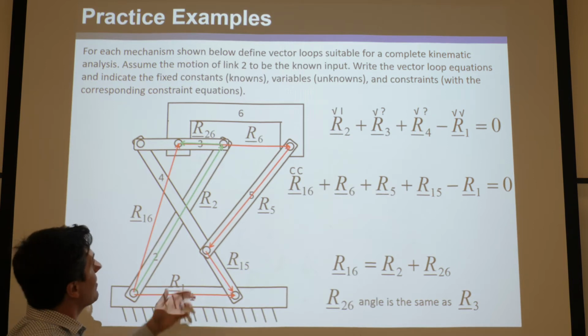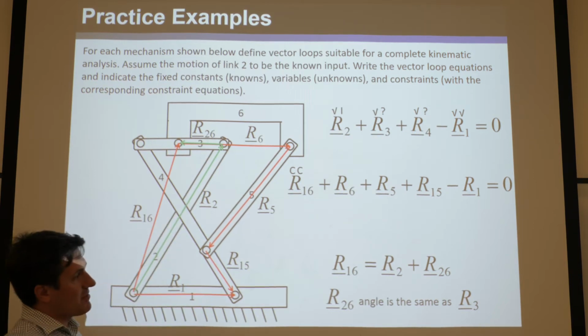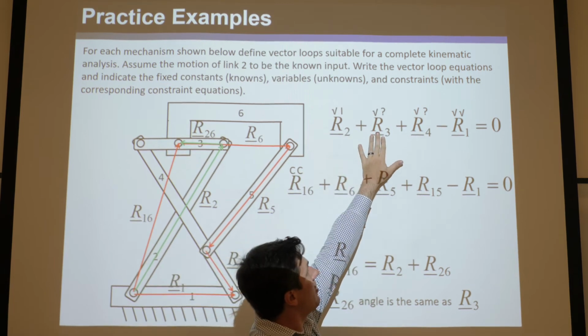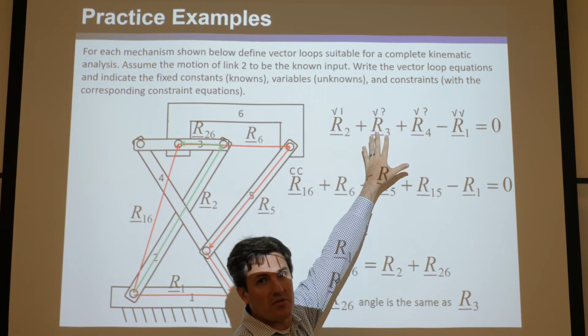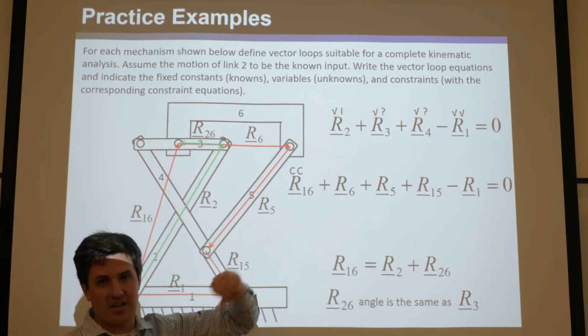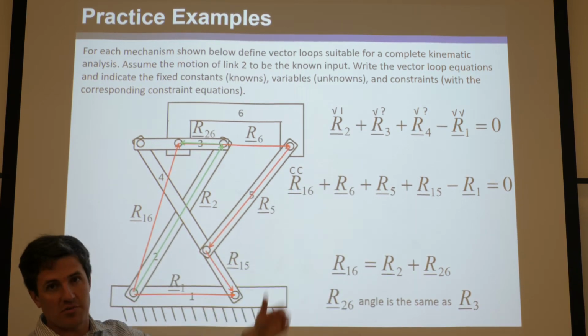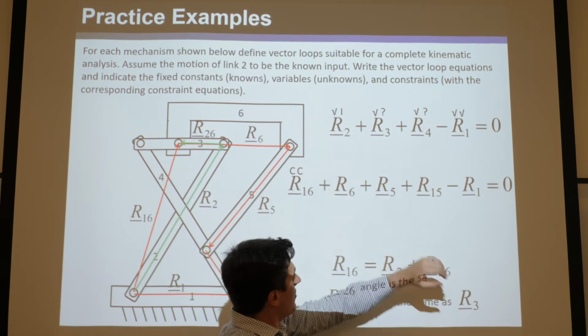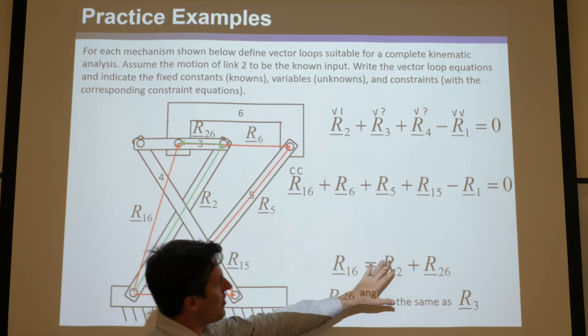And do we know its angle? Well, it's the exact same as R3. See, R26's angle is the same as R3. And remember, we've solved this vector loop already, so we now know the 2 question marks. Those are no longer question marks because we had 2 equations and 2 unknowns, so just pretend we solved it, because it can be solved. So we know that that's the same angle, and therefore we know everything in here.